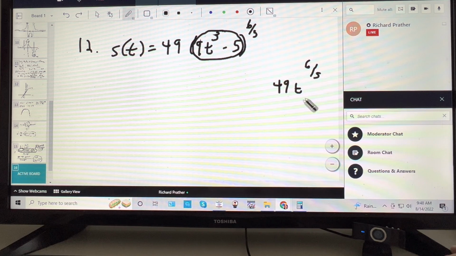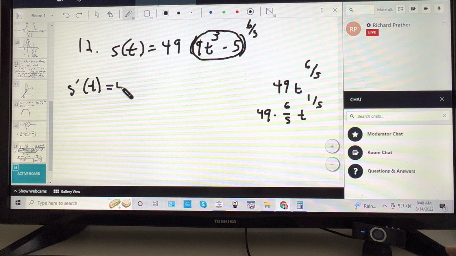This is the power rule right here, where you do 49 times the exponent, base stays the same, and you decrease the exponent by 1. That's how the power rule works. So you do that first here. 49 times 6/5. Base stays the same at first. Decrease the exponent by 1. 6/5 minus 5/5 is 1/5.